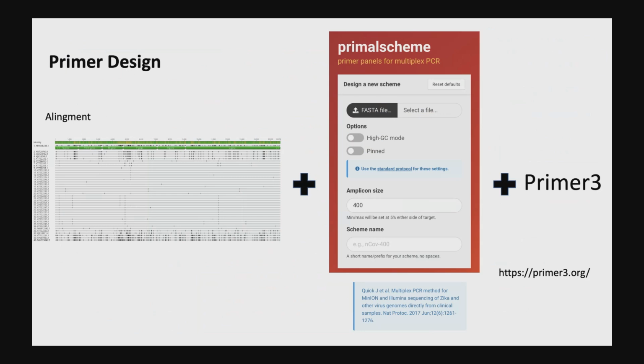For example, to use this protocol, we do primer design based on the alignment of the pathogens that we are interested in. And then we use a tool called PrimalScheme to design those primers. But we also include primers designed using another tool like Primer3 to design primers for regions where we have many mutations. So we use a combination of PrimalScheme and Primer3 to design those primers.